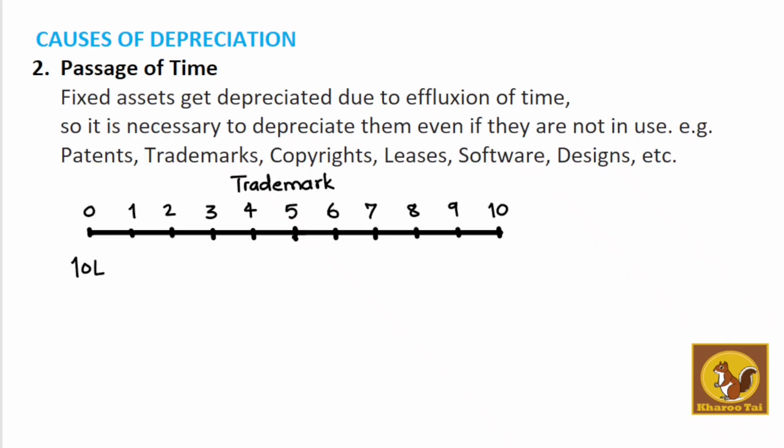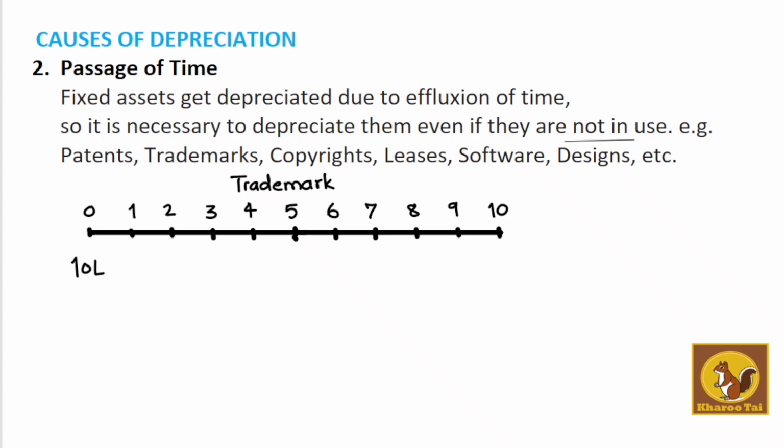Second is passage of time. Fixed assets get depreciated due to effluxion of time. So it is necessary to depreciate them even if they are not in use. What is effluxion of time? Time has passed, time is running out. So whether you use that asset or not actually in the business is irrelevant.